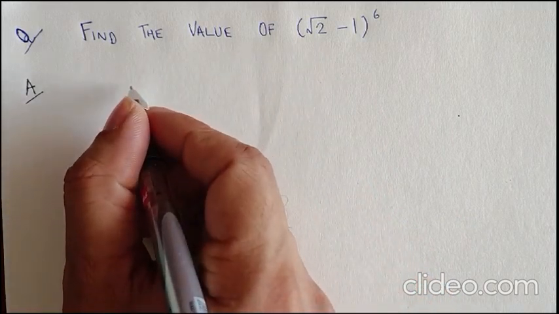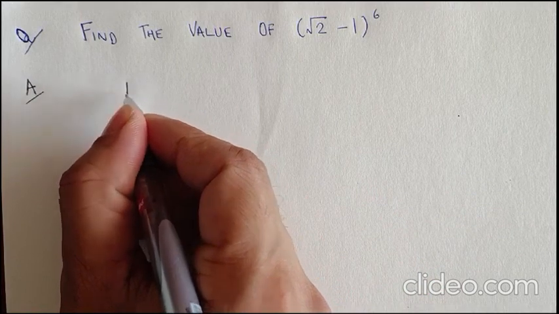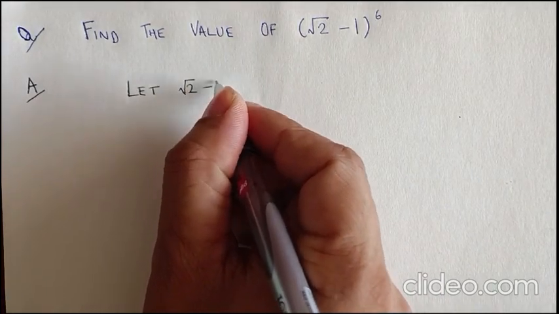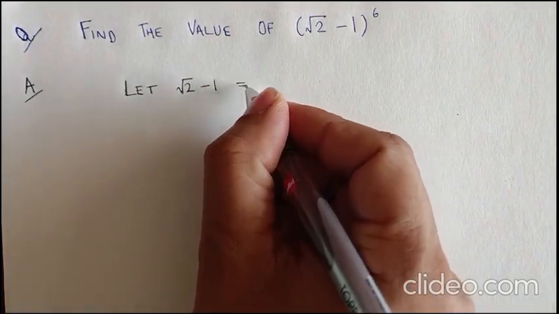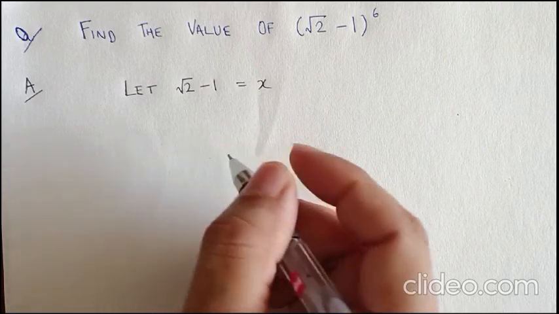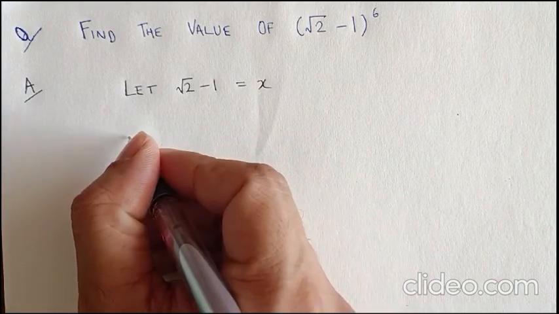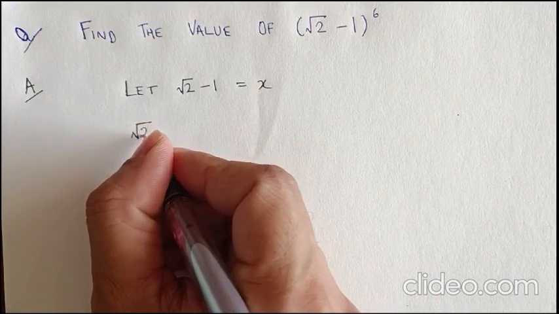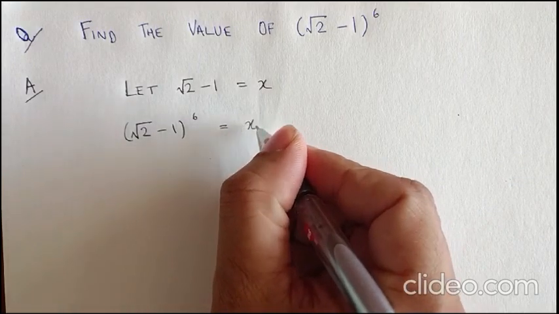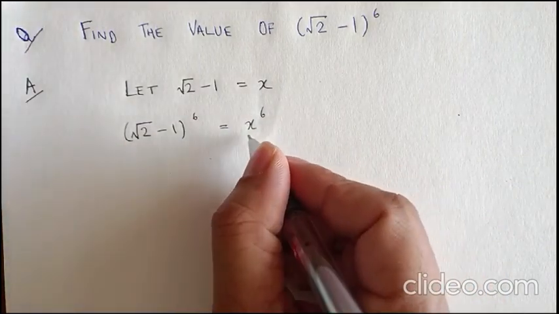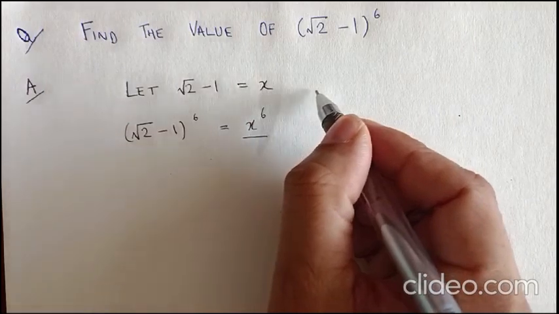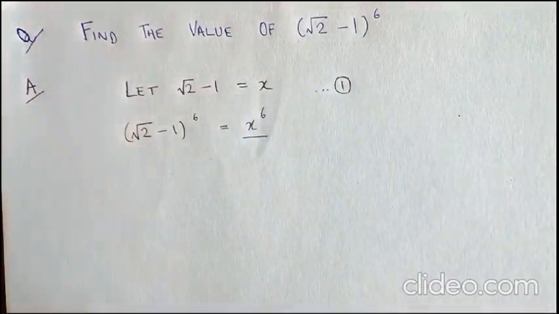First step, let us use some algebra. So let root 2 minus 1 be equal to x, right? So then what do we have to find? In that case, we have to find the value. So root 2 minus 1 whole to the power of 6 becomes x to the power of 6, right? So we have to find the value of x to the power of 6. So let's go from here step by step. We will label this as equation 1.